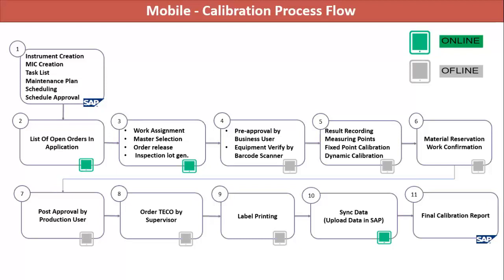Then here there is an option for measuring points. If you are using fixed point calibration, the user will just get the raw data sheet in the mobile and has to do the result recording. Then if you want to use material reservation, like BOM or non-BOM material, for the calibration, you can use this feature. And in the mobile itself, the user can do the work confirmation.